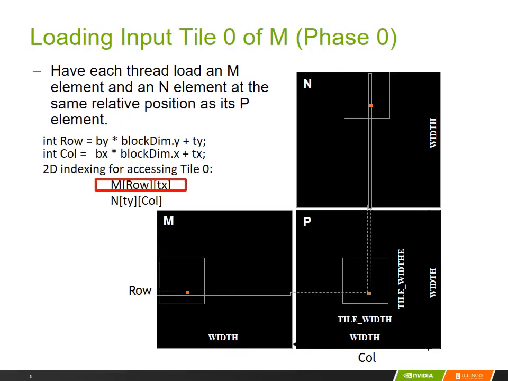In the next few slides, we're going to be introducing the ideas behind the kernel code for loading tiles of M and N for use in each phase. So we're going to focus on M first. This slide shows the idea for loading tile 0 of M for use in phase 0.